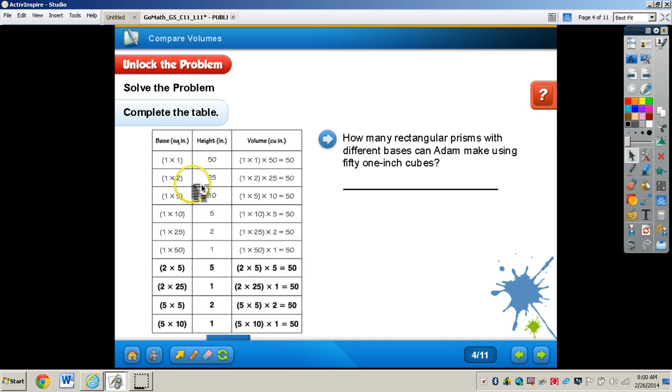So we can see right here our question: how many rectangular prisms with different bases can Adam make using 50 1-inch cubes? We have 1, 2, 3, 4, 5, 6, 7, 8, 9, and finally 10. So how many rectangular prisms? We have 10 rectangular prisms. And I'll just write it right underneath here.